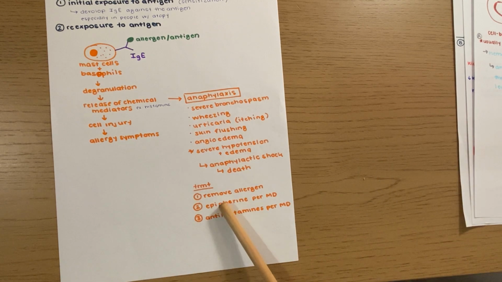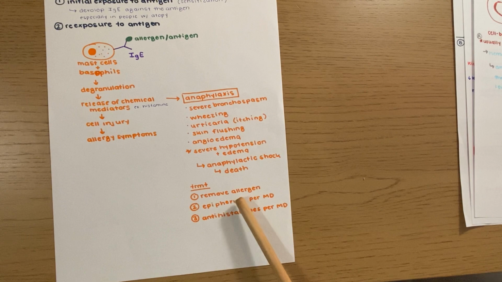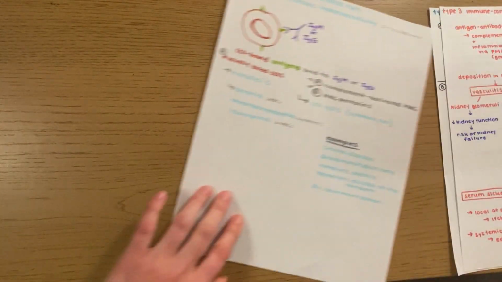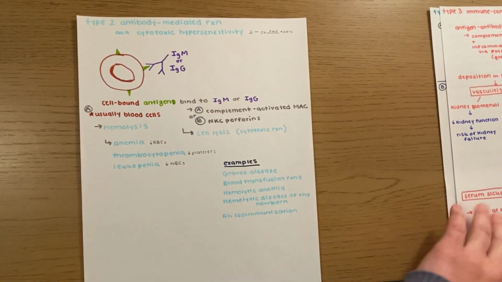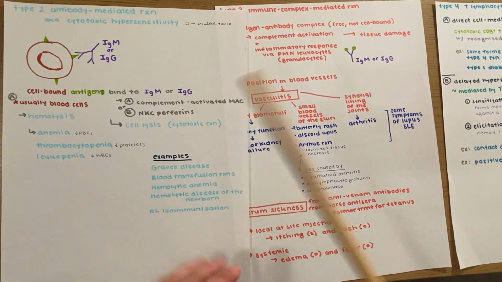To treat, you would need to remove the allergen, immediately administer epinephrine, and then also administer antihistamines. So type 1 involved IgE, but you'll see that type 2 and type 3 involve IgM or IgG.